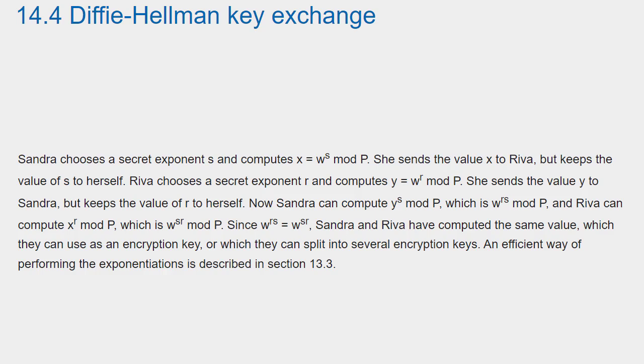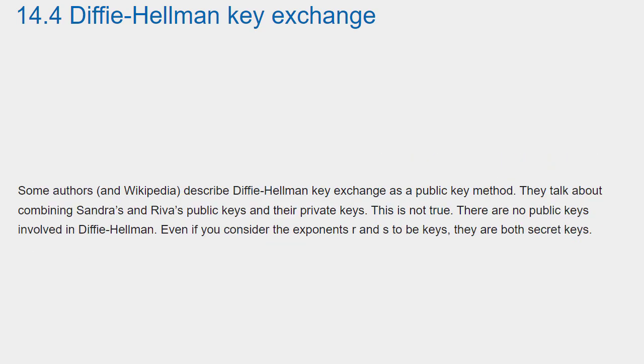Now Sandra can compute y to the power of s mod p, which is w to the power rs mod p, and Riva can compute x to the power of r mod p, which is w to the power sr mod p. Since w to the power rs equals w to the power sr, Sandra and Riva have computed the same value, which they can use as an encryption key, or which they can split into several encryption keys. An efficient way of performing the exponentiations is described in section 13.3.